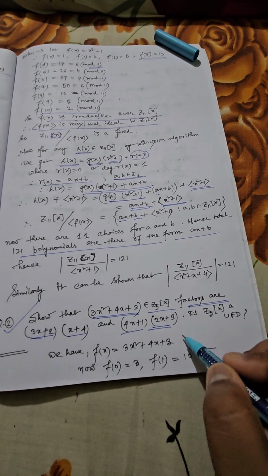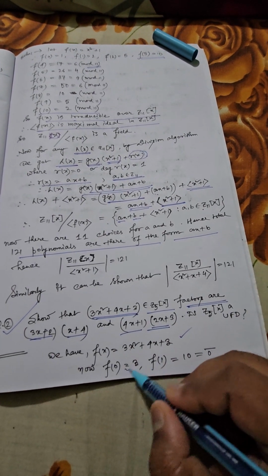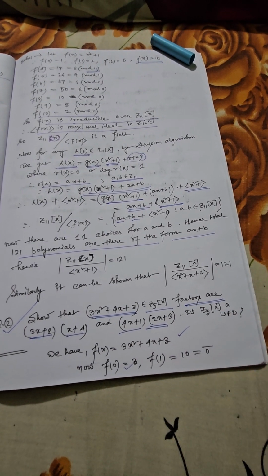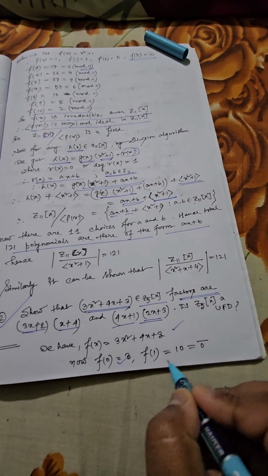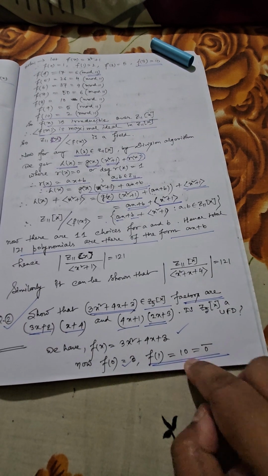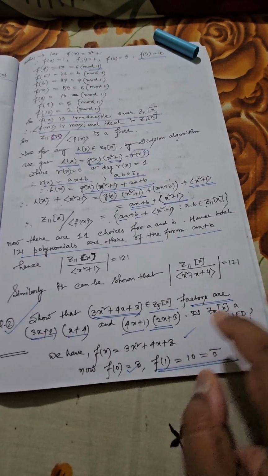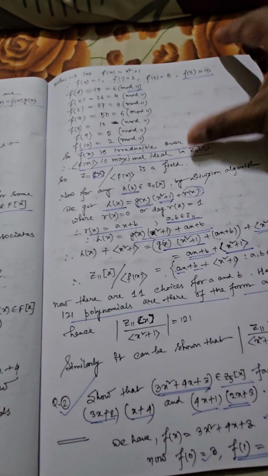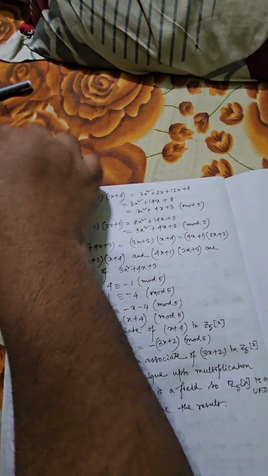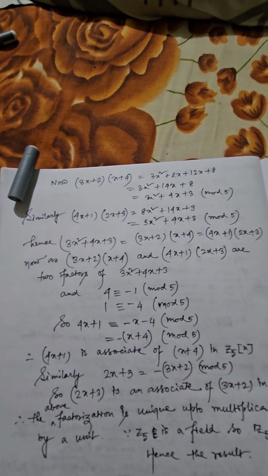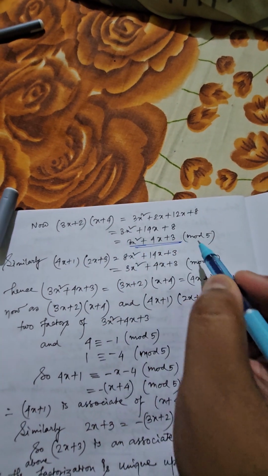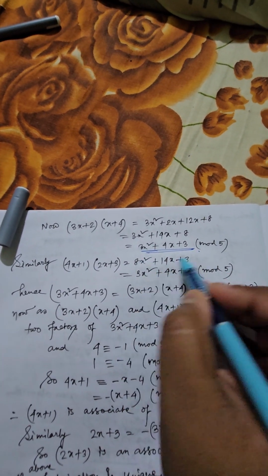So you can consider f(x) like this: f(0), f(1), all of this can be calculated. From this expression you can easily understand f(1) is equal to 0, which means x equal to 1 is a root of this expression. So you can see I have written this one. (3x plus 2)(x plus 4) can be written in this form. Just multiply this expression. Then using modulo 5, because you are concerned with Z5, you will get this type of structure.